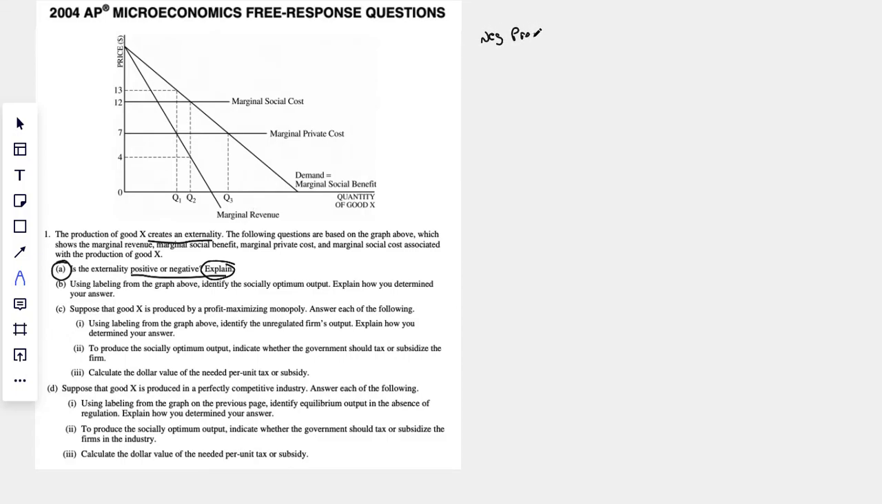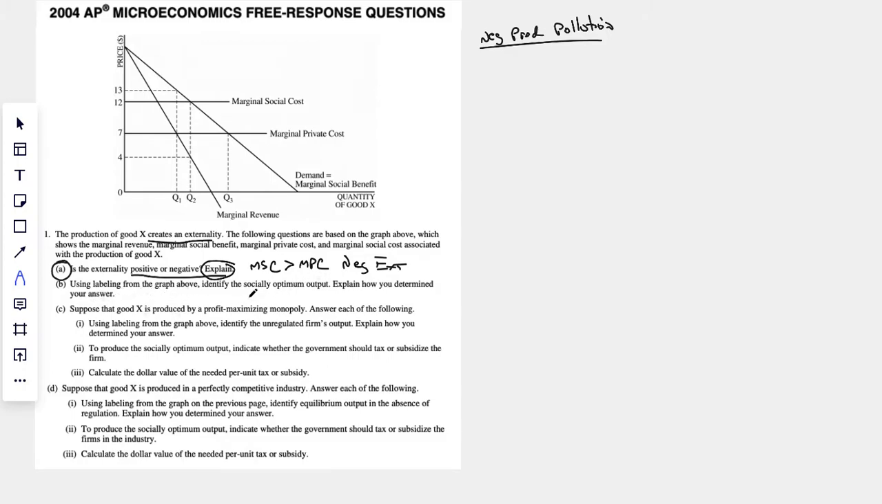production externalities as having to do with pollution. We don't really know what the externality is here. But we do know that when marginal social cost, society's cost, is greater than the marginal private cost of the seller, we have a negative externality.